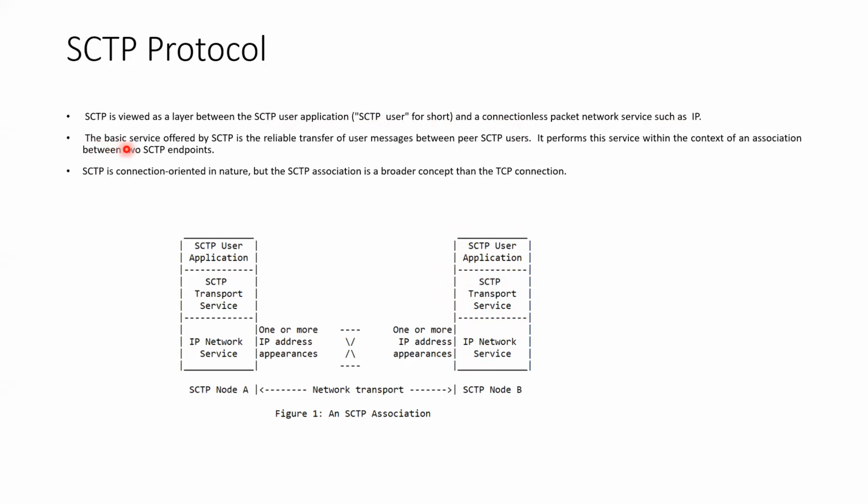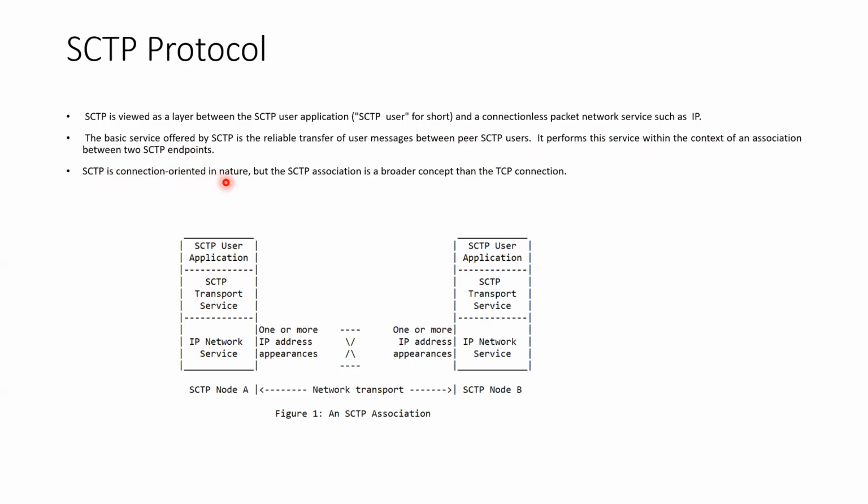The basic service offered by SCTP is reliable transfer of user messages between peer SCTP users. So this will connect peer by peer, A to B, like what we talked about earlier, from MSC to MSC, HLR to MSC, from node to node. Then it performs the service within the context of an association between two SCTP endpoints.